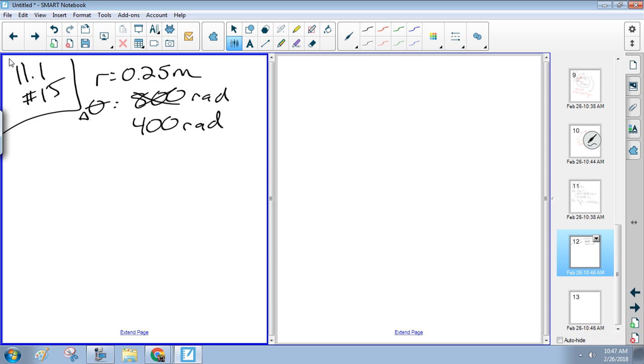All right? It says the magnitude of the centripetal acceleration of any point on the disk is to not exceed 400 meters per second squared. So our centripetal acceleration has got to always be less than 400 meters per second squared.